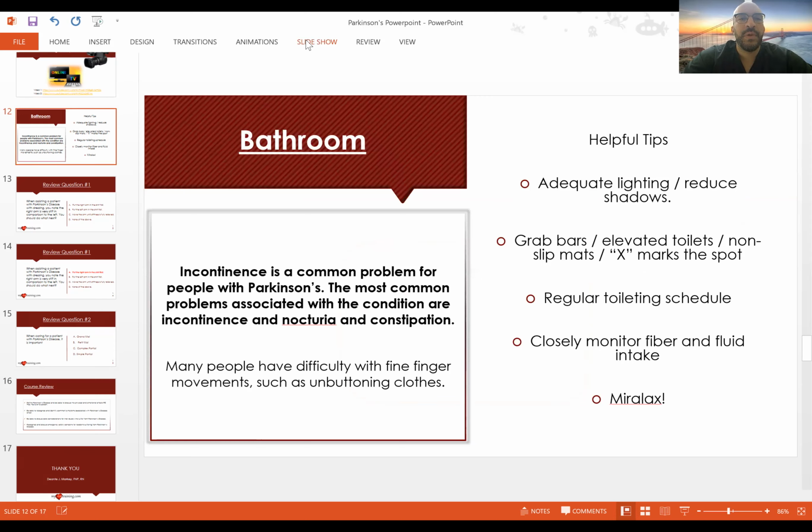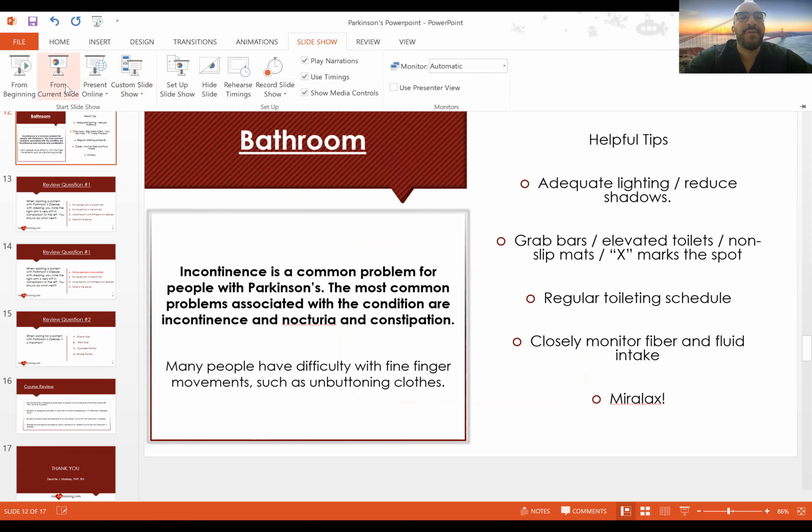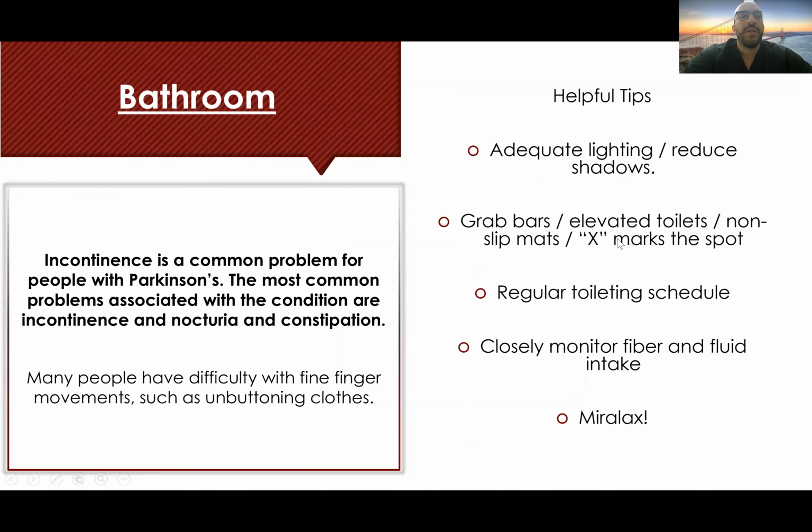So, what did we learn from the bathroom video here? We learned incontinence is a common problem for people with Parkinson's, and the most common are incontinence, nocturia, which is having to use the bathroom specifically at night, and also constipation. So many people have difficulty with fine finger movements, such as unbuttoning their clothes.